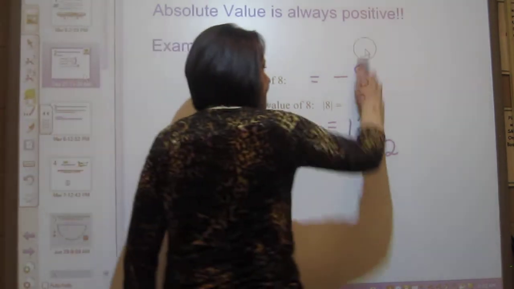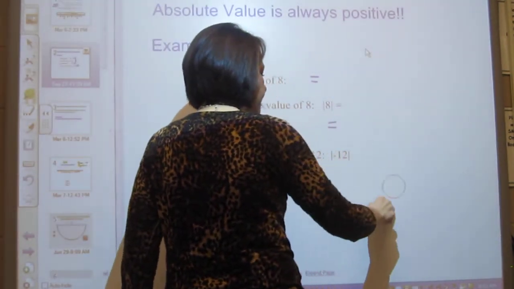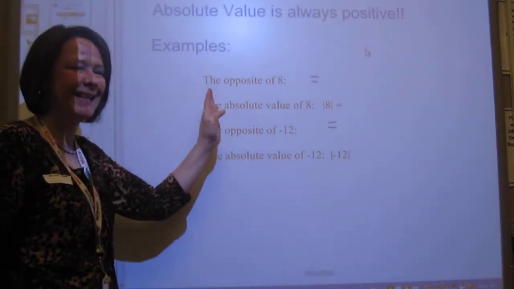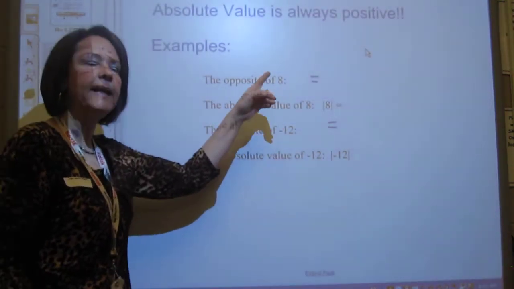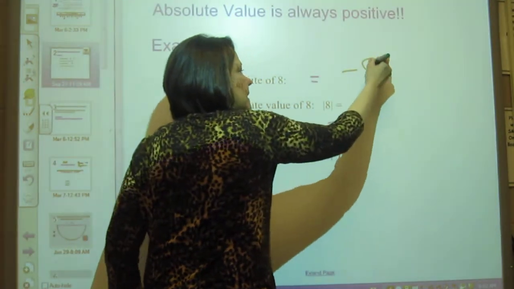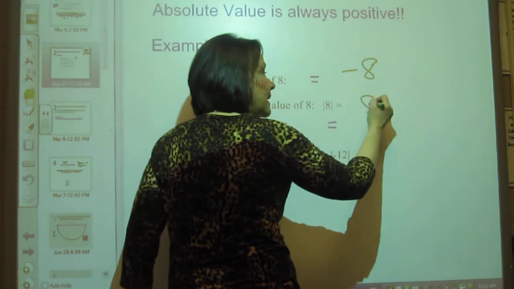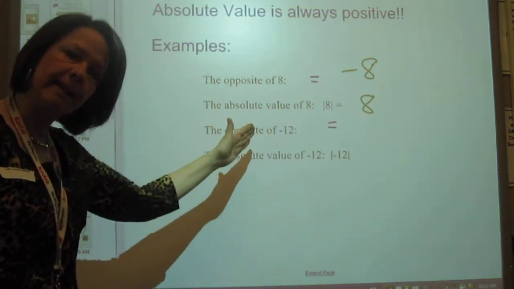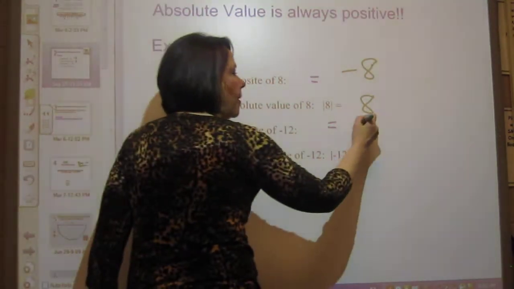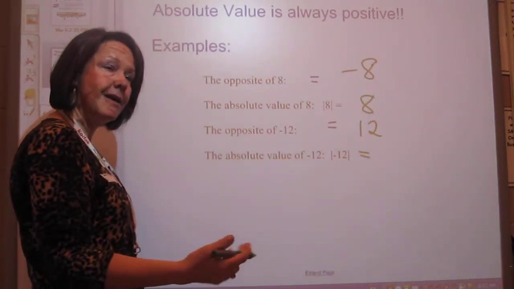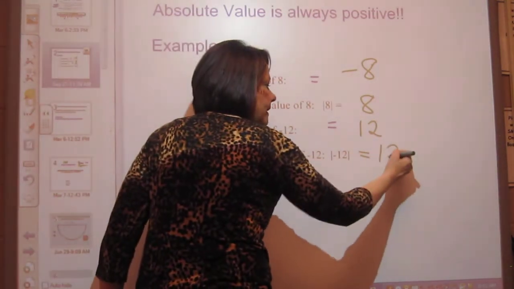So we had some examples here. Oops, forgot to erase that. But anyway, we'll go through these anyway. The opposite of 8 is -8. The absolute value of 8 is positive 8. The opposite of -12 is positive 12. The absolute value of -12 is also positive 12.